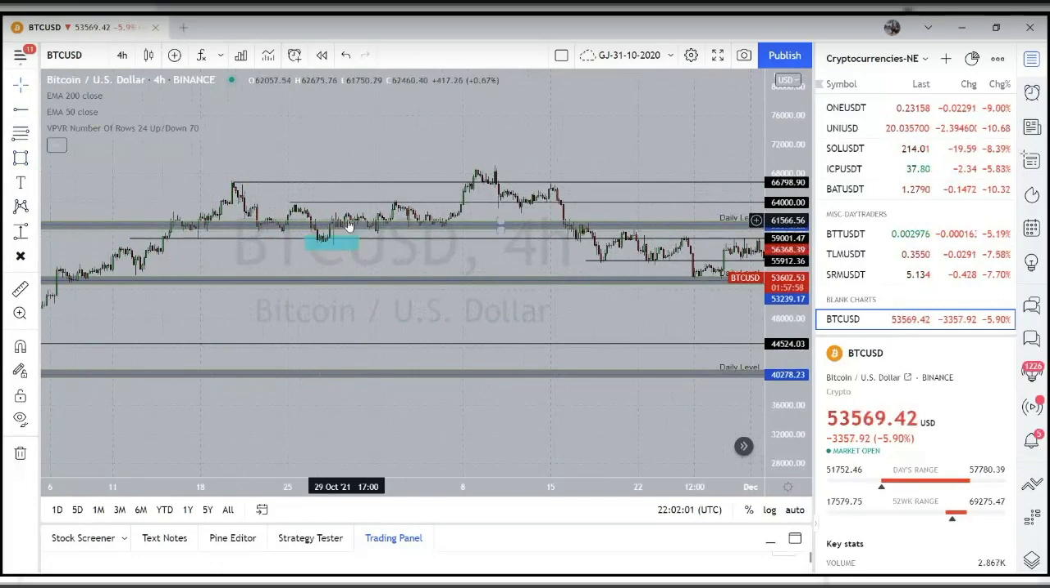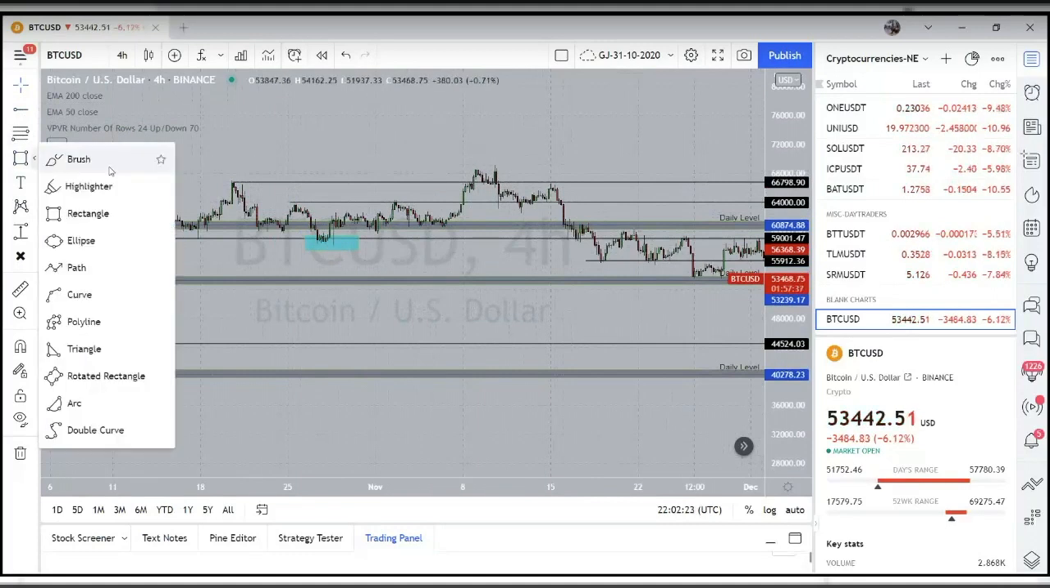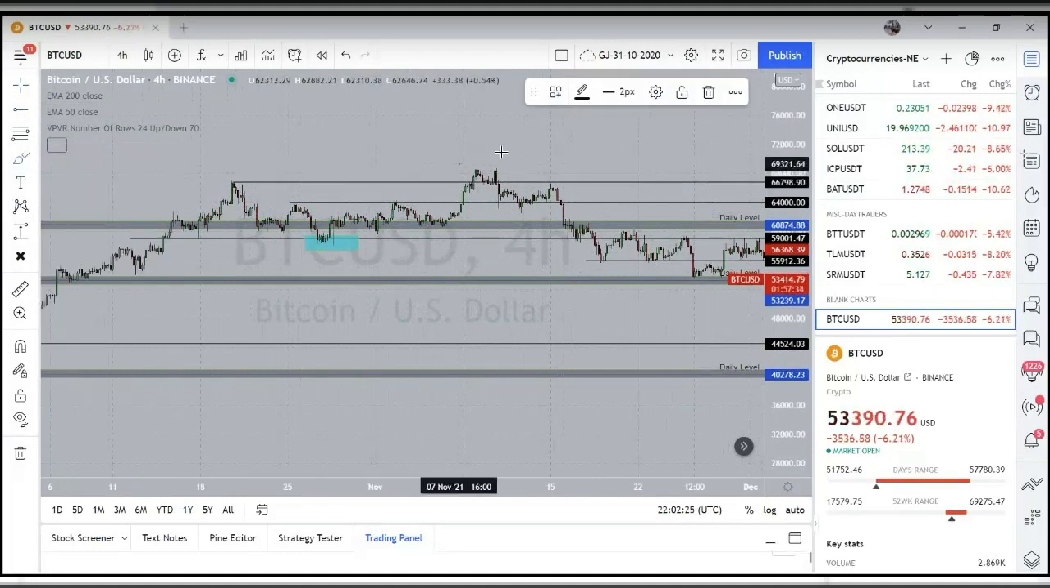We've then had the market return to this level, hold it, move up, make a new high, come down, swing. This is what we call a swing failure. So when the market swings, it makes a swing high here, and then it swings here.